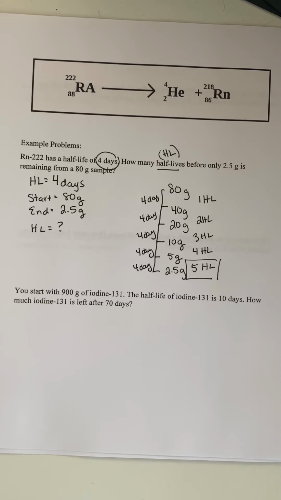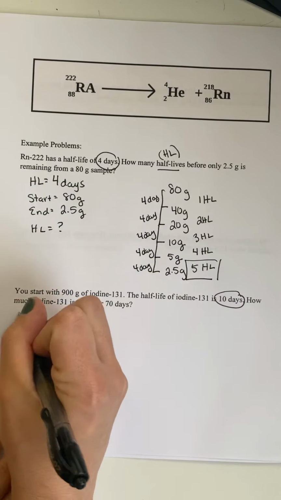In this case, it says you start with 900 grams of iodine 131. The half-life of iodine 131 is 10 days. So here is more important information.